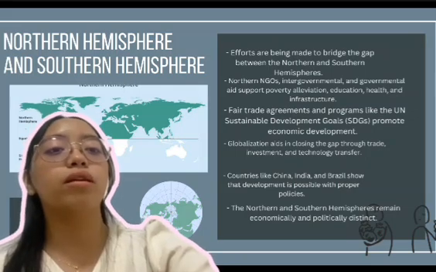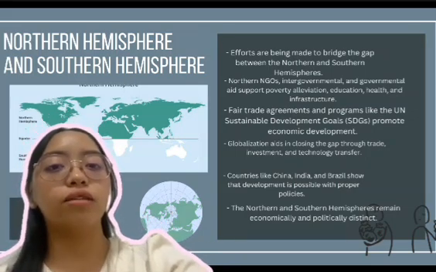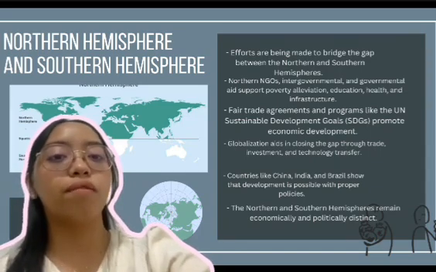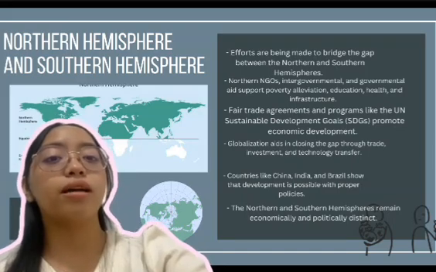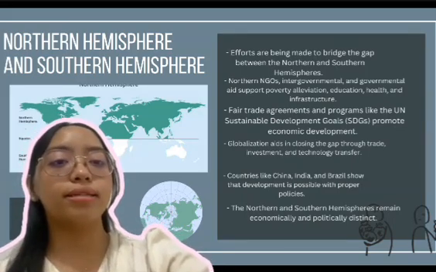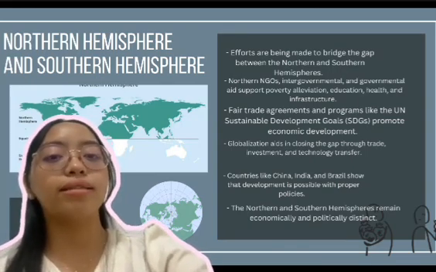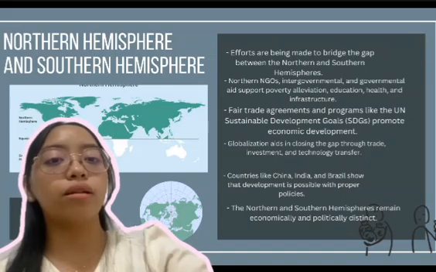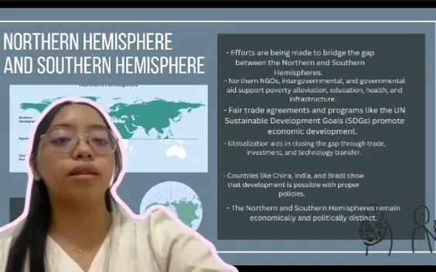Globalization has been a benevolent force in closing the gap by providing trade, investment, and technology transfer to enhance economic growth in some developing countries. Today, countries like China, India, and Brazil have emerged as economic powers that prove that with proper policies, development is achievable. In conclusion, the Northern Hemisphere and Southern Hemisphere are two separate realities of economic prosperity, industrial region, and political stability.